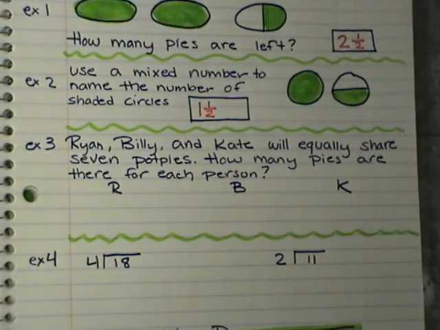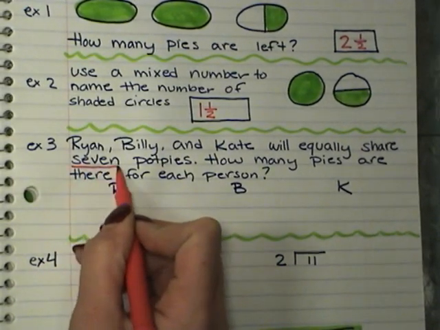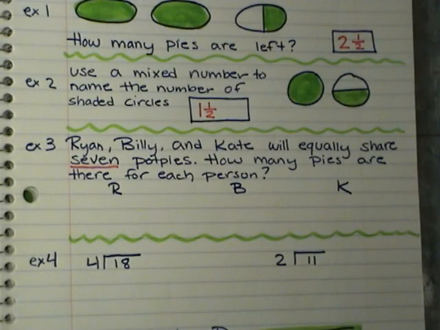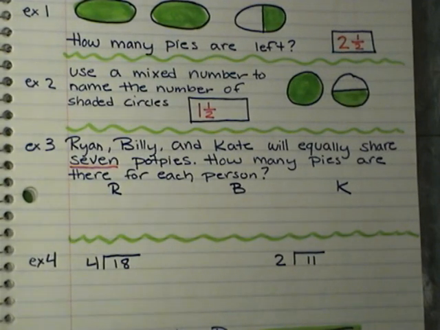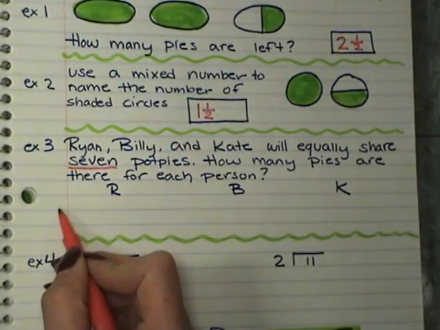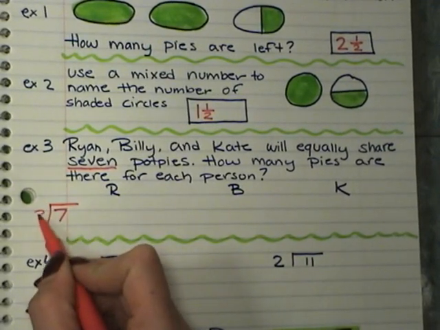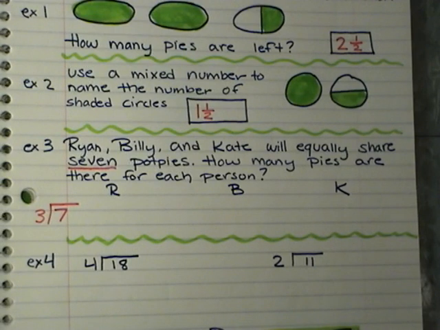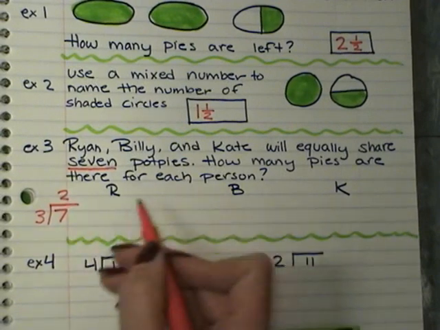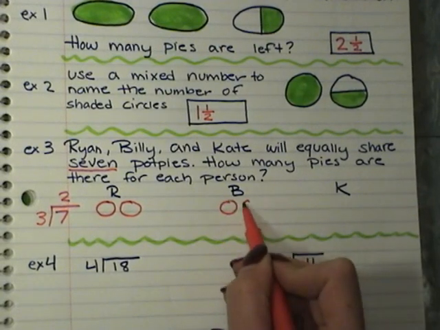So it says Ryan, Billy, and Kate will equally share 7, I'm going to go ahead and underline 7 pot pies. How many pies are there for each person? Okay, so when I do this problem, I'm going to go over to my side here and do a kind of a division problem. And I need to divide 7 pot pies among 3 separate people. Okay, so how many times can 3 fit equally into 7? Hopefully you said 2. So each person, we know that they're going to get 2 full pot pies.